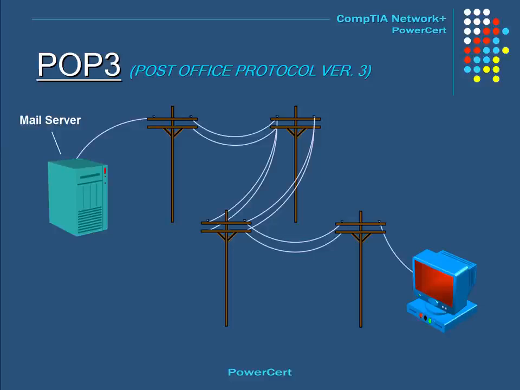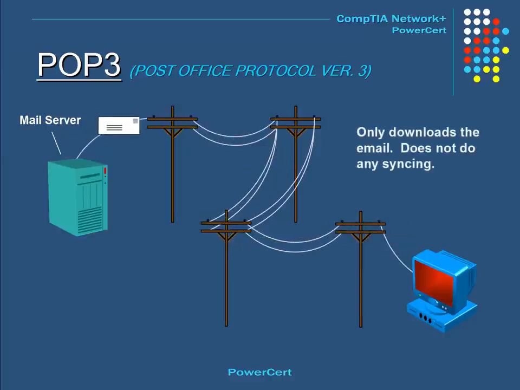Where SMTP is used for sending email, POP3 is the protocol that is used for receiving email. Whenever an email arrives at your mail server, you can retrieve it using the POP3 protocol and download it to your computer. The main characteristic about POP3 is that all it does is grab the email from the mail server and downloads the email to your computer. It does not sync any email or folders from the mail server and your computer like IMAP4 does, which we'll talk about next. It strictly downloads the email.